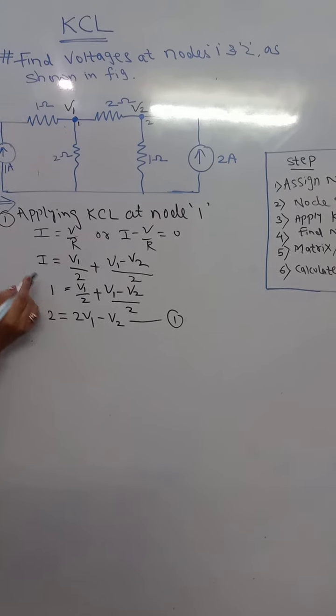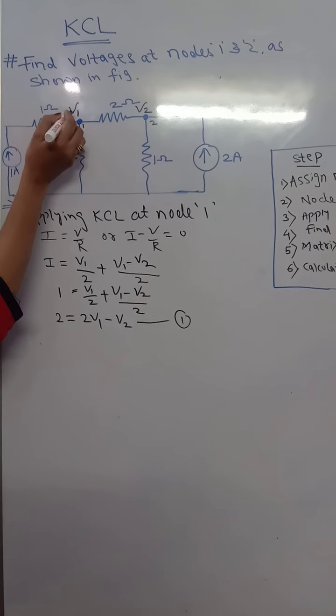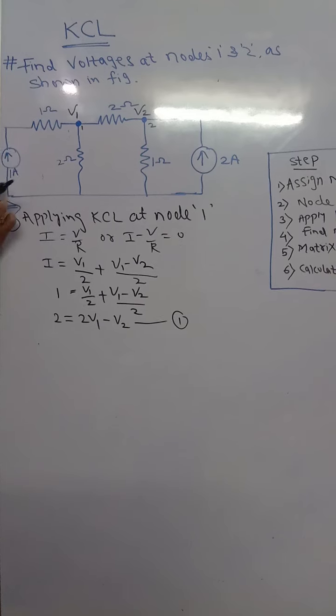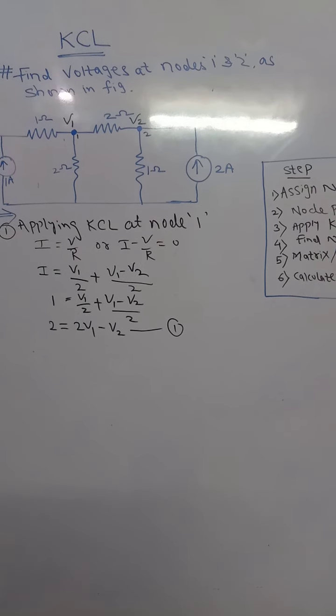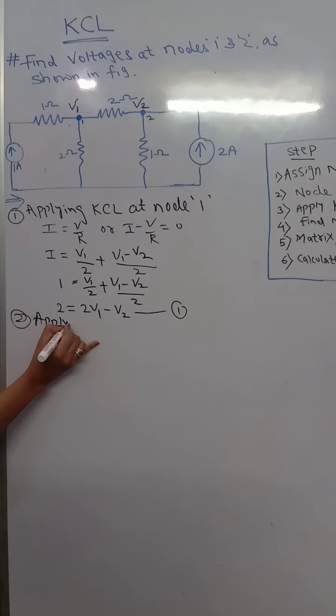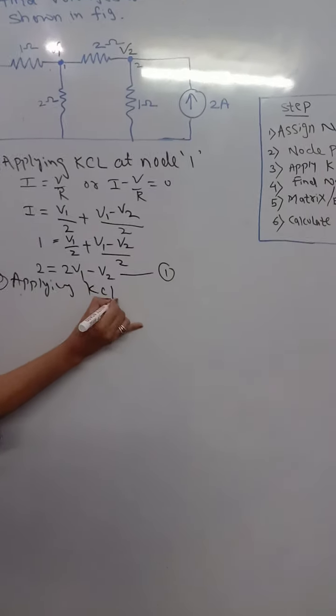If you substitute here the I as V by R, so what is my V? That is nothing but V1, and what is my R? That is nothing but 1. Ultimately the indication will be that I is nothing but 1 ampere. So now, just a second, by applying the KCL at node 2.